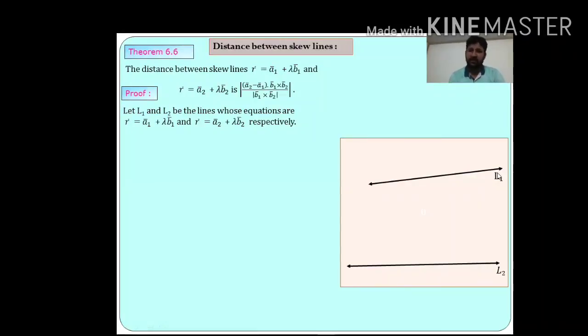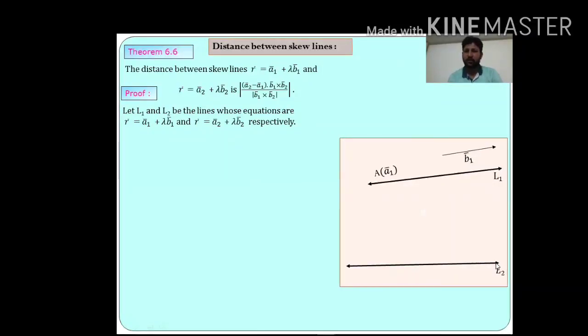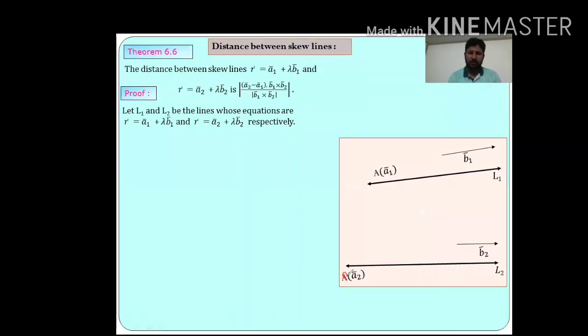Line L1 passes through the point A, with position vector A1 bar, and is parallel to the vector B1 bar. Same, the second line L2 also passes through a point and is parallel to the vector B2 bar. I will change the name of the second point here. Suppose it has a point B, with position vector A2 bar.